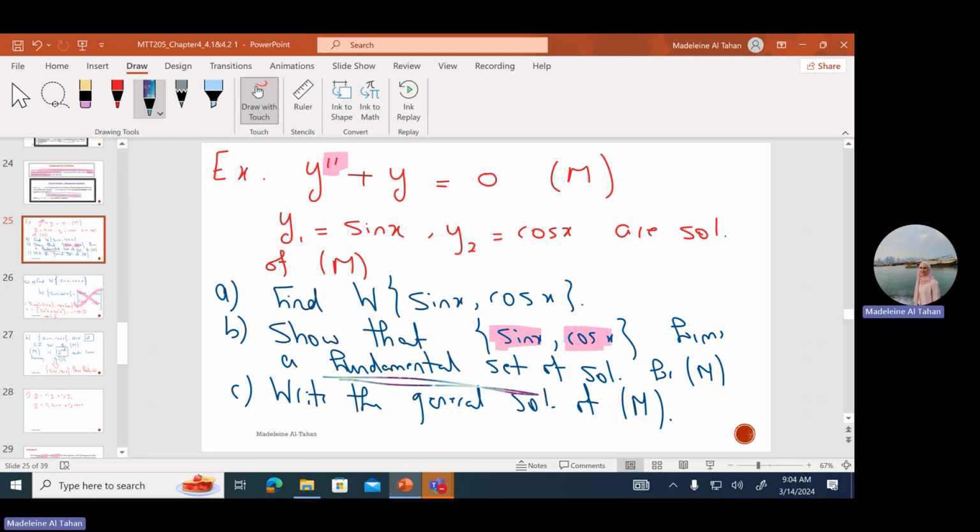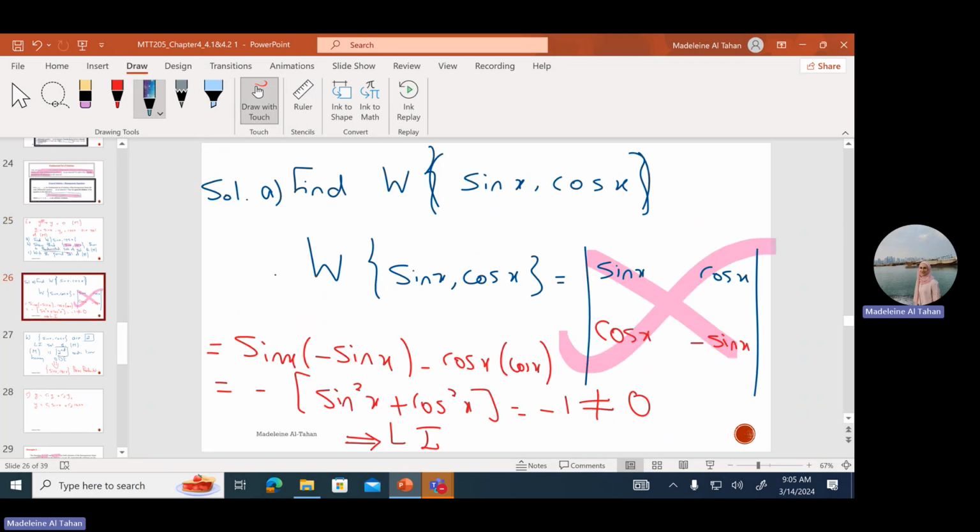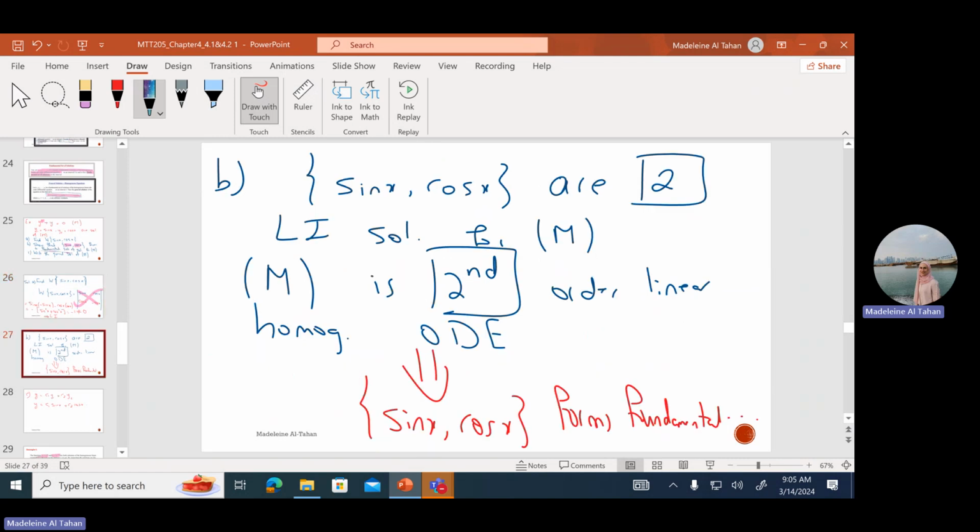Fundamental set. And how do we write the solution? C1 times the first plus C2 times the second. The Wronskian of it was -1, so not 0. It means that they are linearly independent. Then it is a fundamental set of solutions because we have two independent solutions and it is second order. So we can write the general solution as C1 sin x plus C2 sin x.